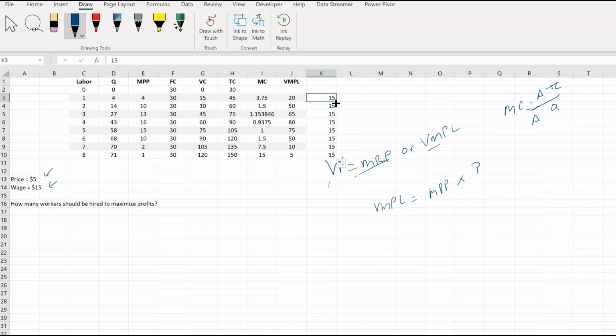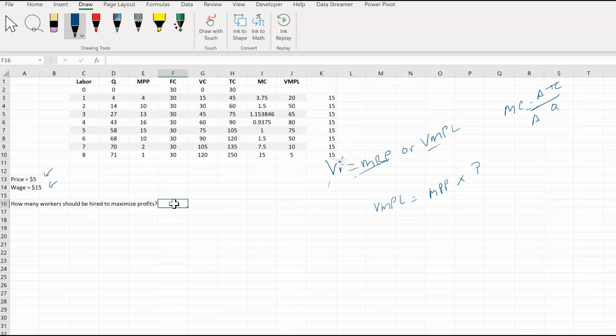That means that worker contributed to output. What about the second worker? Same thing, VMPL is greater than 15. Same thing with the third worker, the fourth worker, the fifth worker, the sixth worker. Now look at the seventh worker. The seventh worker's VMPL is less than the wage, which means if we hire this worker, profits will fall. Well, that means profits are maximized when we hire the sixth worker.